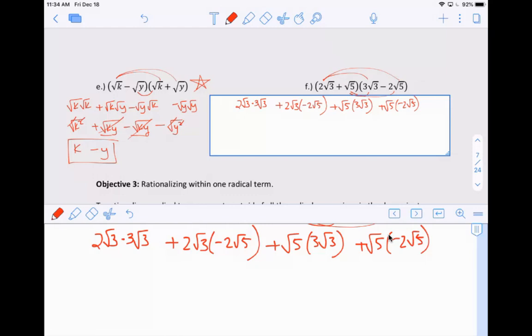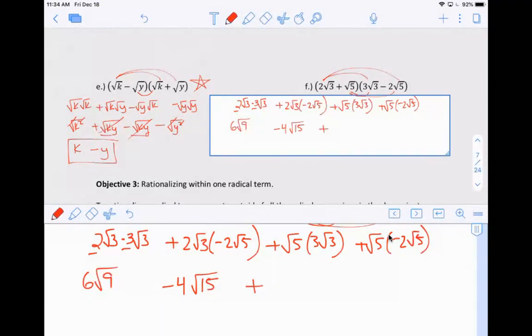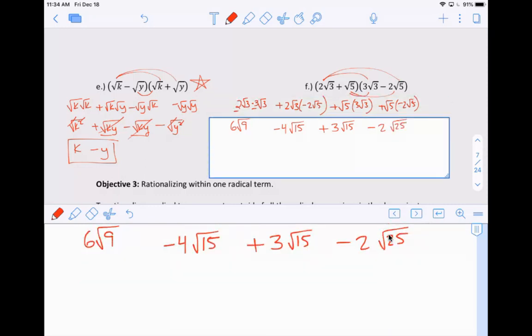Now, if I zoom in on this first guy here, I've got 2 coefficients that are going to multiply to 6 and root 3 squared. Over here, I've got 2 coefficients that are going to multiply to negative 4 and root 15. Here, you could write this as 3 times 3 is 9. Either way you want to do it. We've got 1 coefficient here and root 15. And then a minus 2 coefficient, root 25. Can I simplify anything further? Yes, I can. This becomes 6 times 3. This last one on the end becomes negative 2 times 5. These guys don't change.